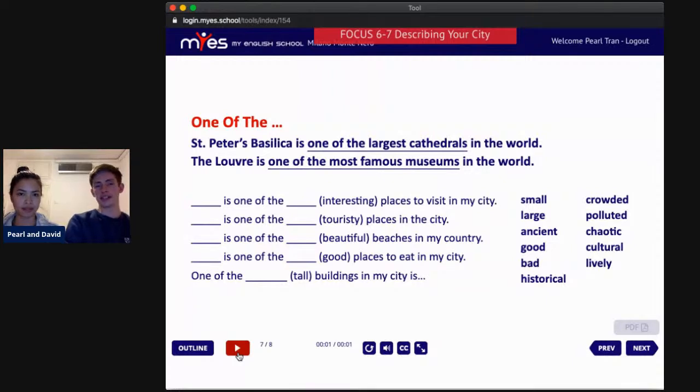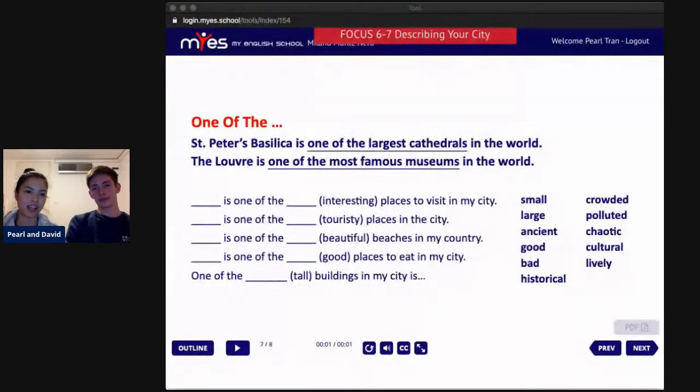Cool. Also, attention there, we can change the structure. You can start with the noun, the location. St. Peter's Basilica is one of the largest cathedrals in the world. Or you can put it in the middle. One of the largest cathedrals in the world is St. Peter's Basilica. Both are correct. It's preference. Perfect. Good job.